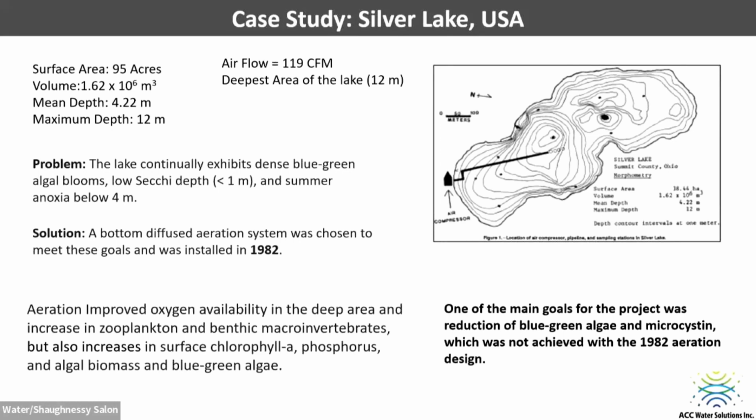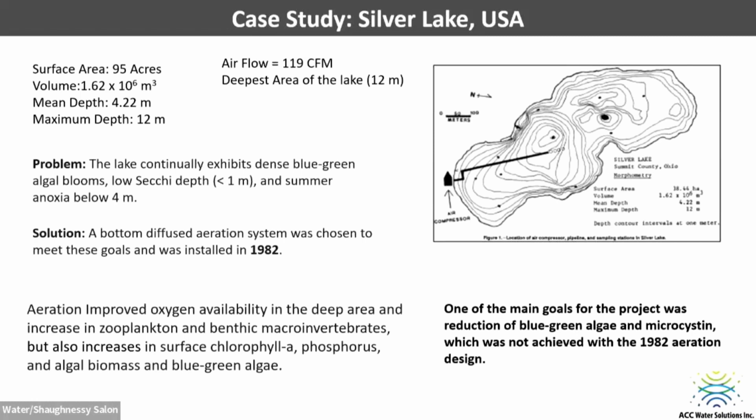the water body. So basically they have the compressor over here, they were running the big hose over here, and this is the deepest area of the water body, and they just assumed that by providing more air on the deepest part, it would solve the problem. Basically they installed it in 1982, bottom diffusion.